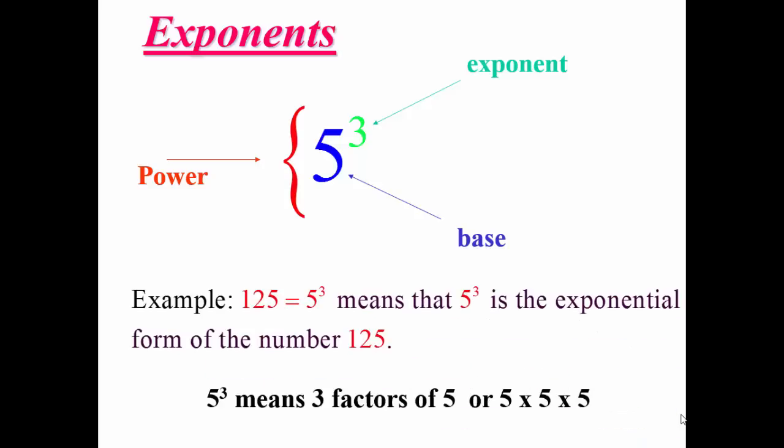So an example, if we're going from the other way, we have 125 that is equal to 5 cubed. This means that 5 cubed is the exponential form of the number 125. So exponential form is a vocabulary word that you guys need to be aware of.